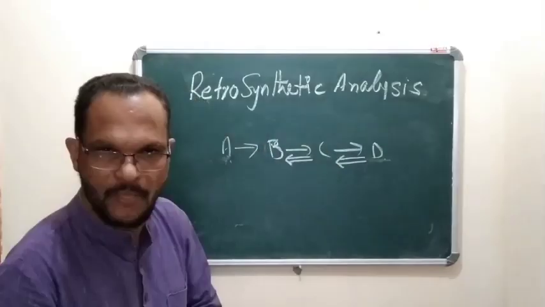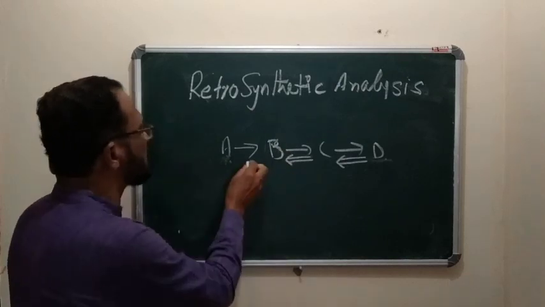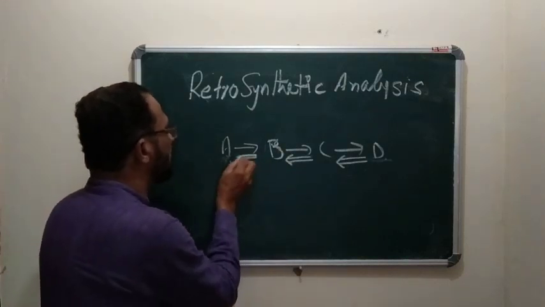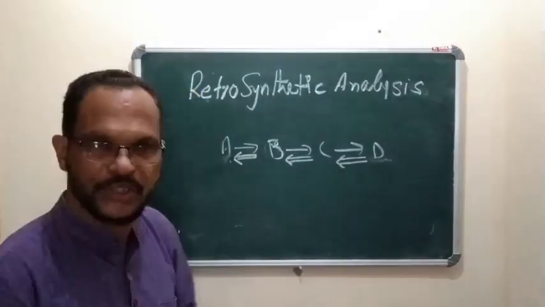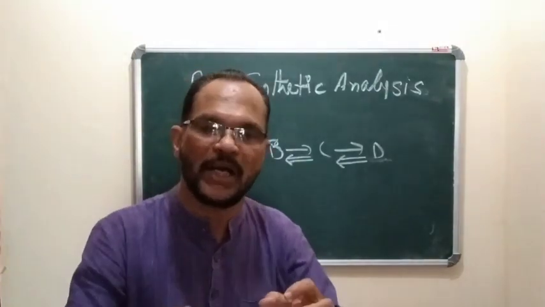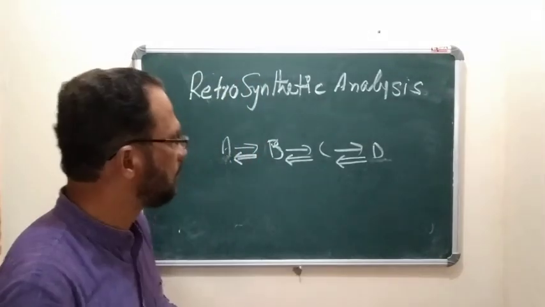Disconnected to get to B. And B also can be disconnected to get to C, A. And finally, you can see that A cannot be further disconnected.